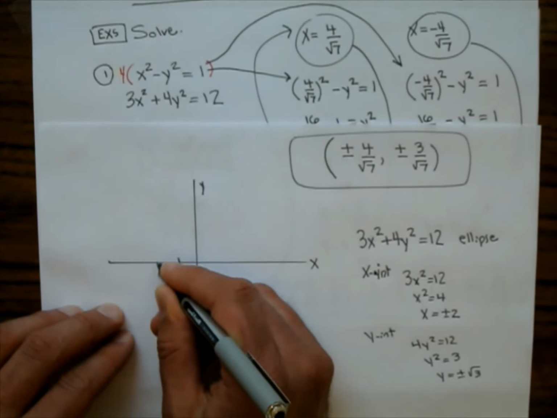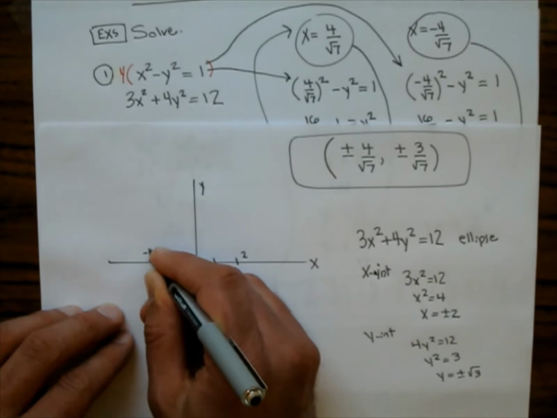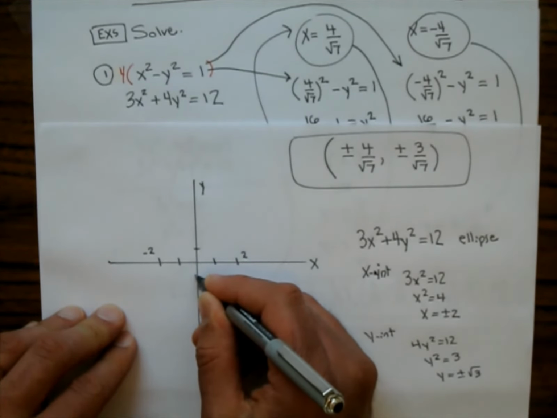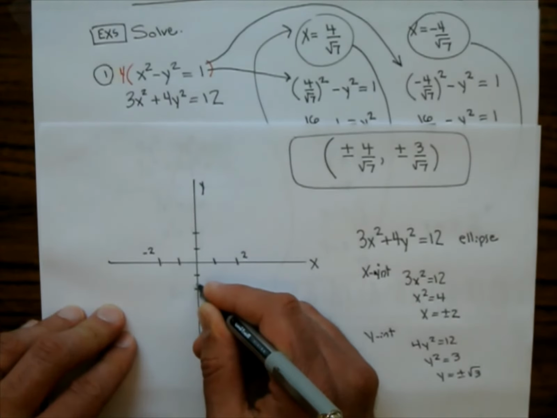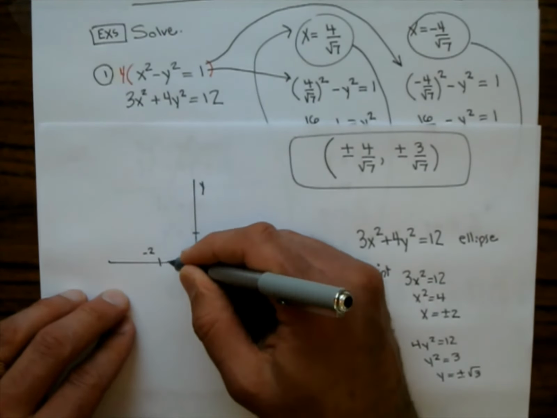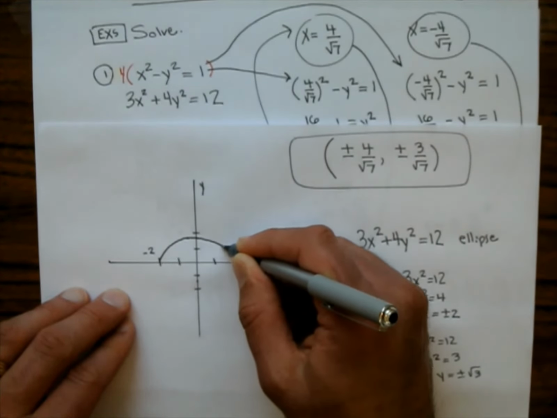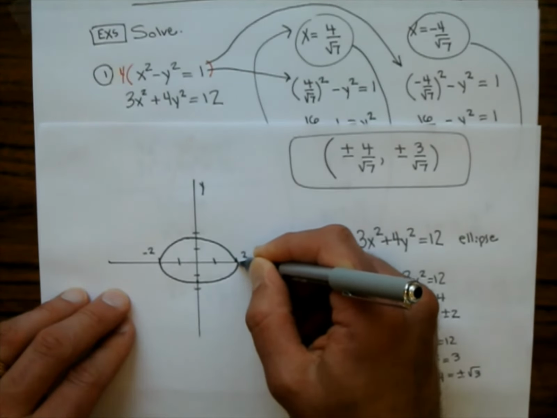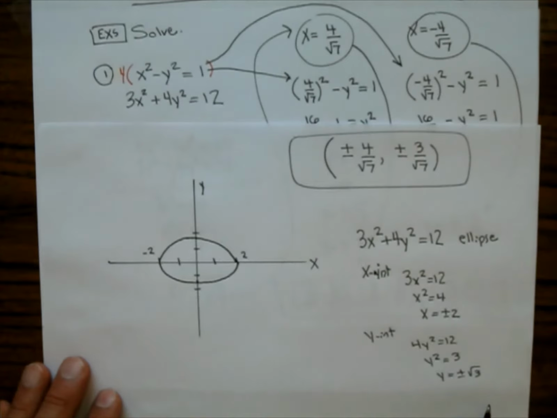The x-intercepts are right here. And because I don't have to find all that other stuff, I see that square root of 3 is less than 2, so it's actually going to be an ellipse. Here's 2 right there. Well, it's probably like right there. It's going to look like this. Okay, this is just a rough sketch to show you the geometry behind what we did.